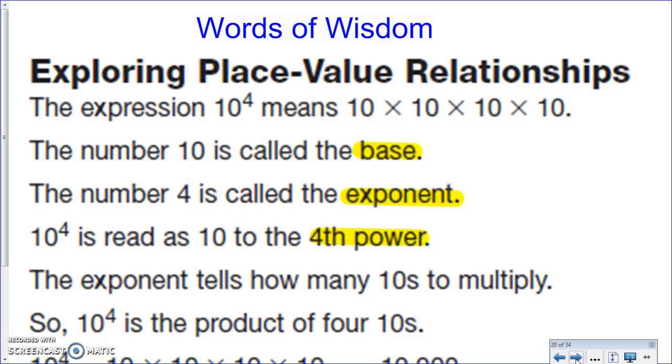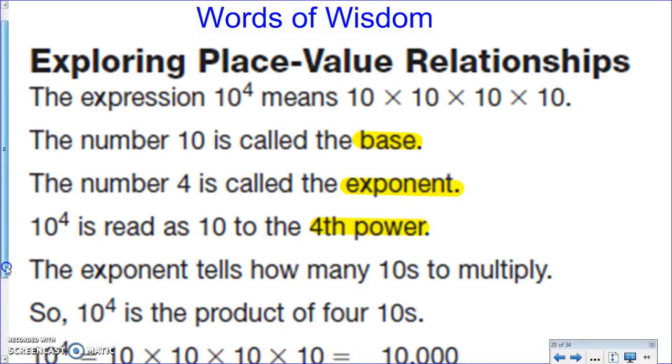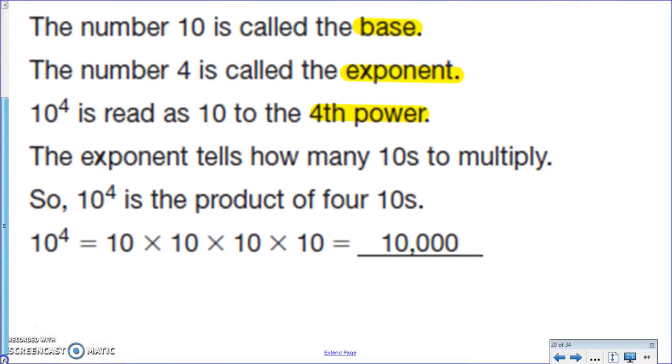Exploring place value relationships. The expression 10 to the fourth means 10 times 10 times 10 times 10. The number 10 is called the base. The number 4 is called the exponent. 10 to the fourth is read as 10 to the fourth power. The exponent tells us how many tens to multiply. So 10 to the fourth is the product of 4 tens. So 10 to the fourth equals 10 times 10 times 10 times 10, which equals 10,000.